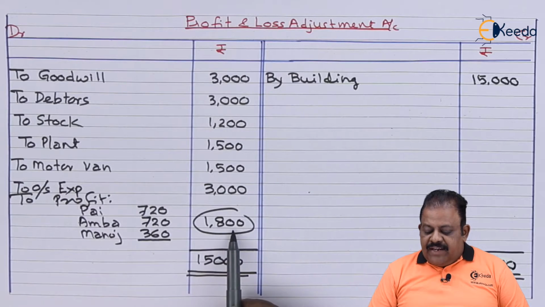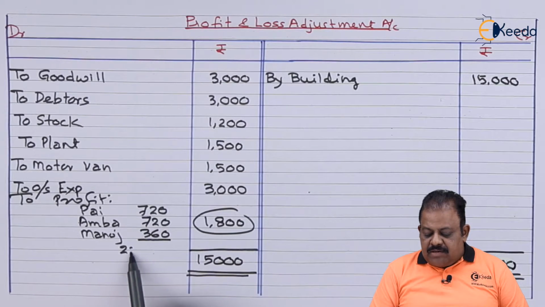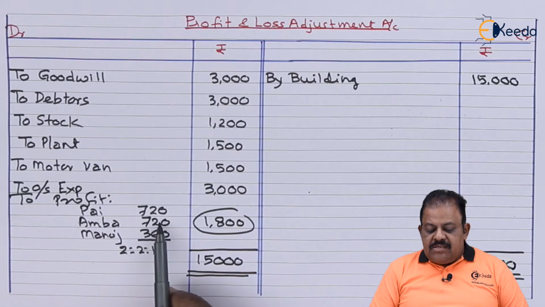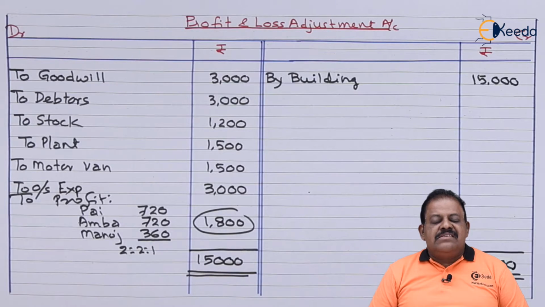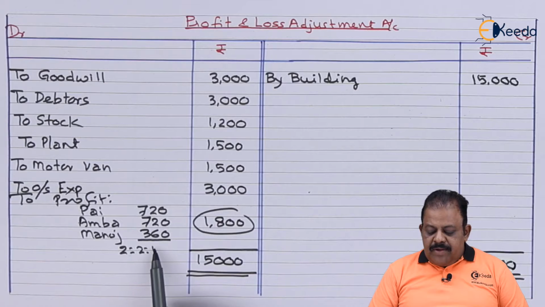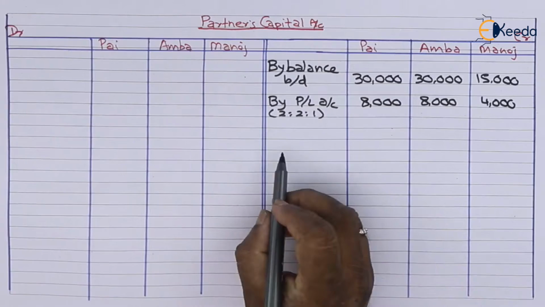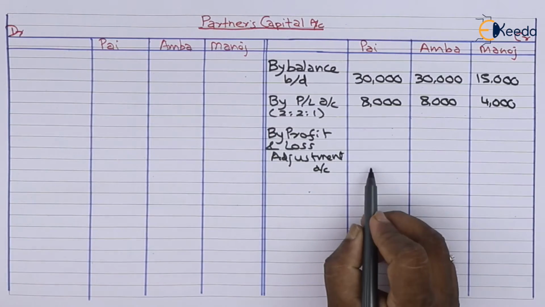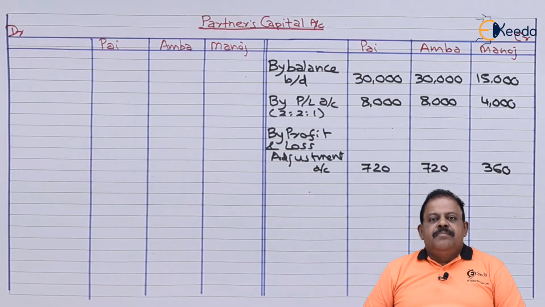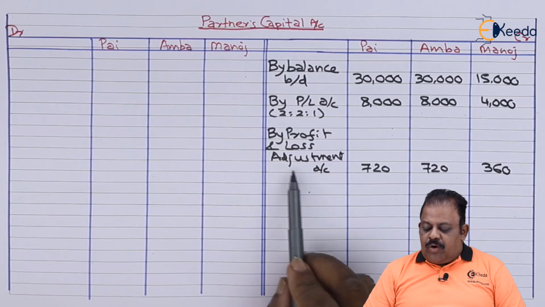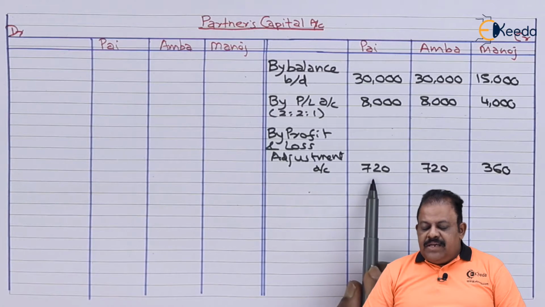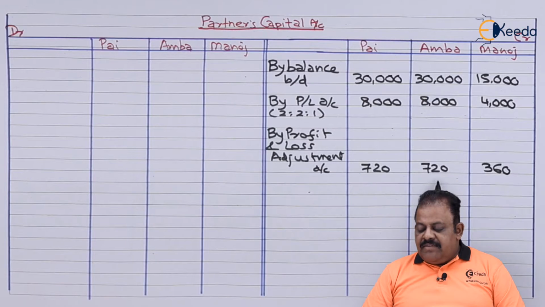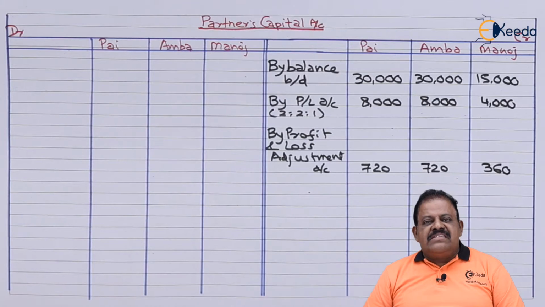We get profit of 1,800, which is distributed among partners in their profit sharing ratio 2:2:1. Pai 720, Amba 720, Manoj 360. This will be credited to their capital accounts. Partners capital account credit by profit and loss adjustment account. Pai 720, Amba 720, Manoj 360.